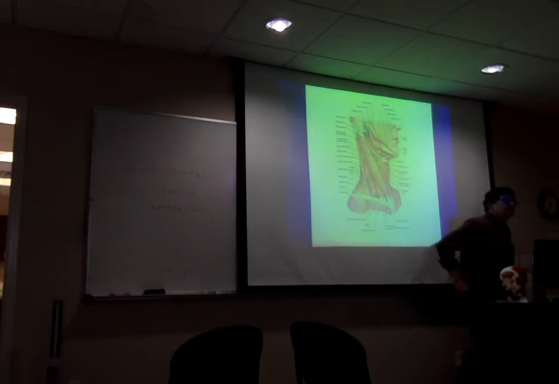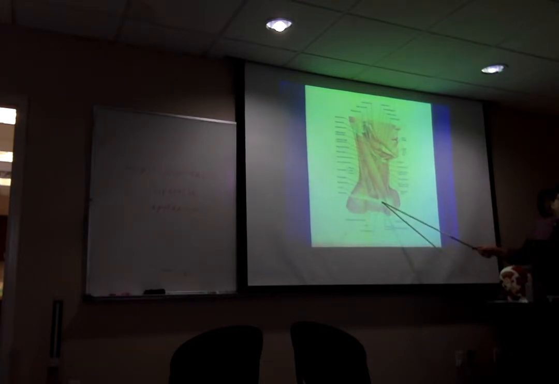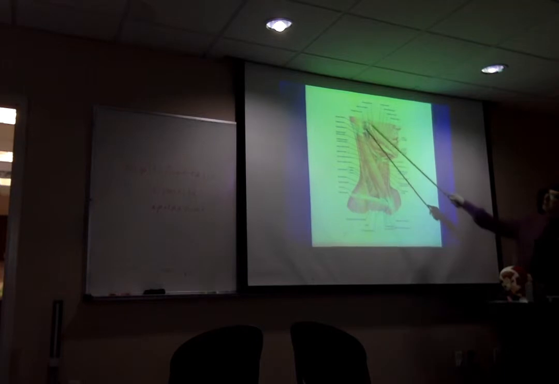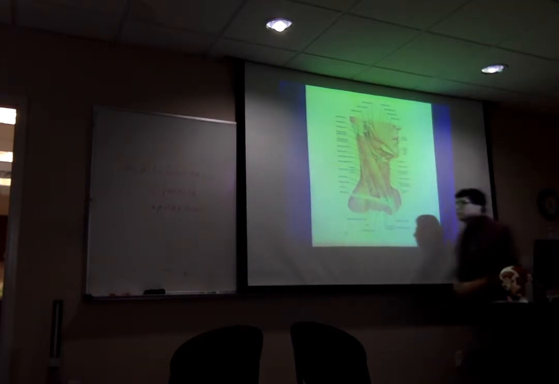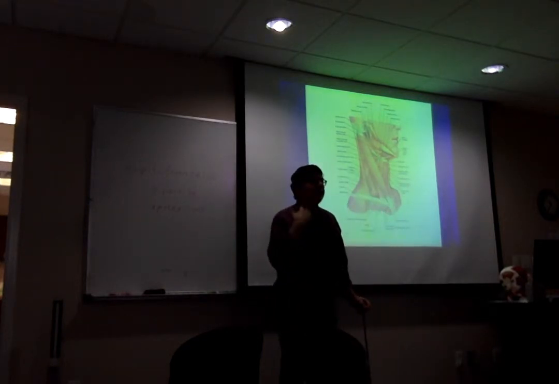Sternocleidomastoid. Sternocleidomastoid, the name tells you everything. It tells you that it originates from the sternum, from the manubrium. It originates from the clavicle, the medial third, and inserts upon the mastoid. Right? Remember that the sternocleidomastoid, its function is to turn the head to the opposite side.